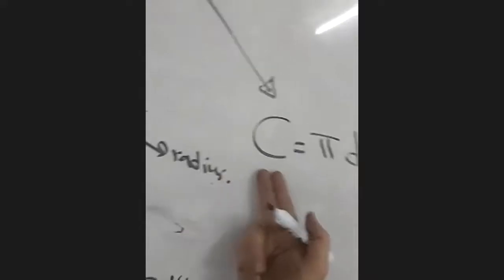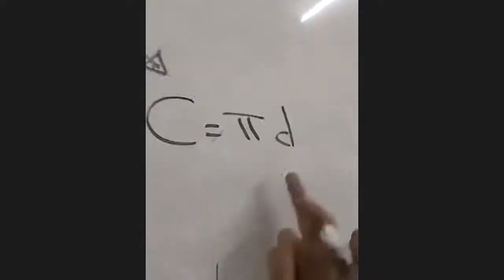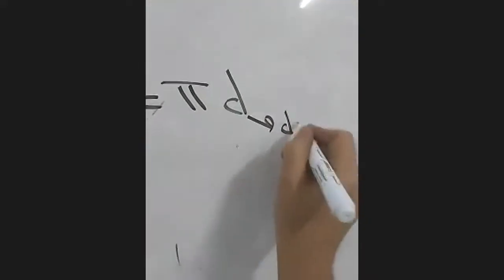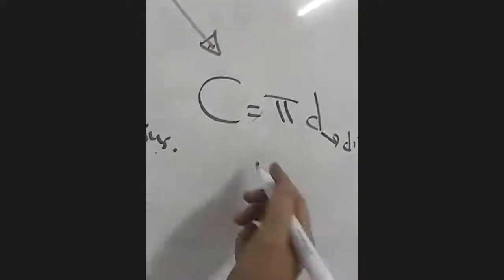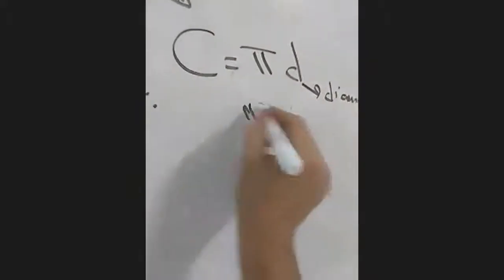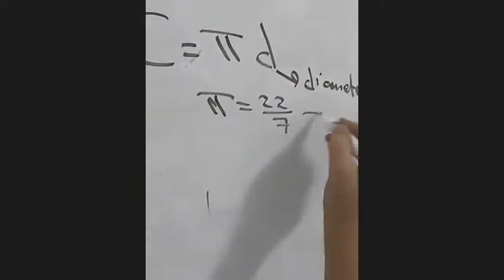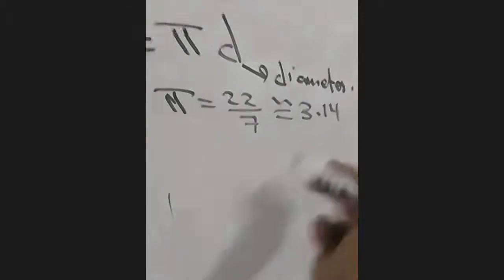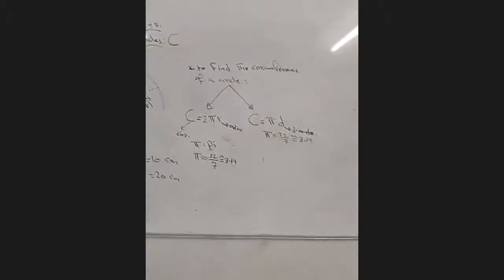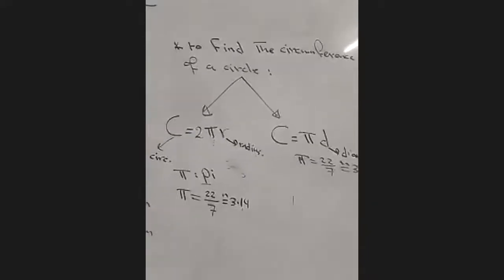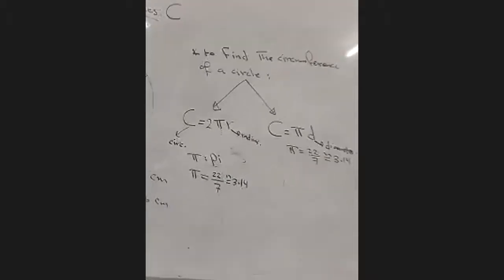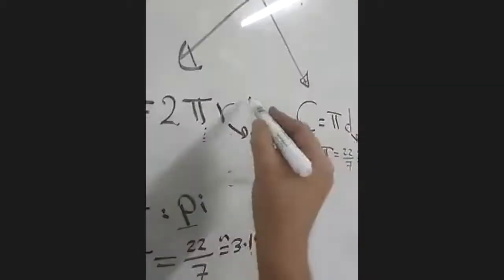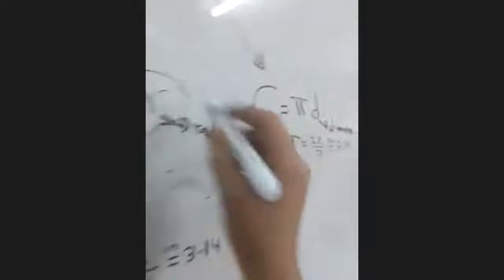What's the C? C is the circumference. What's the D? D is the diameter. What's the pi? Pi can be 22/7 or 3.14. You can use this in your calculator. Now, here we have the circumference. This is the first formula, and this is the second formula.